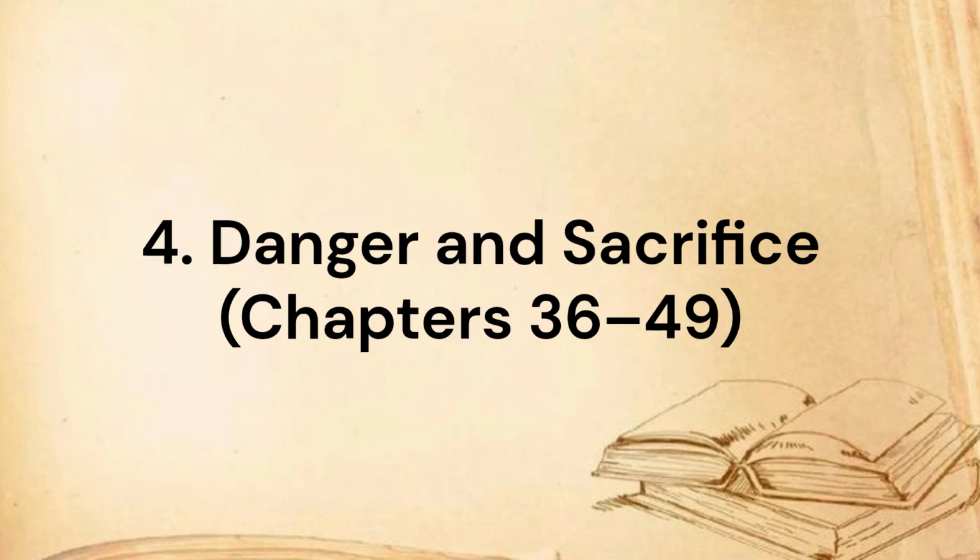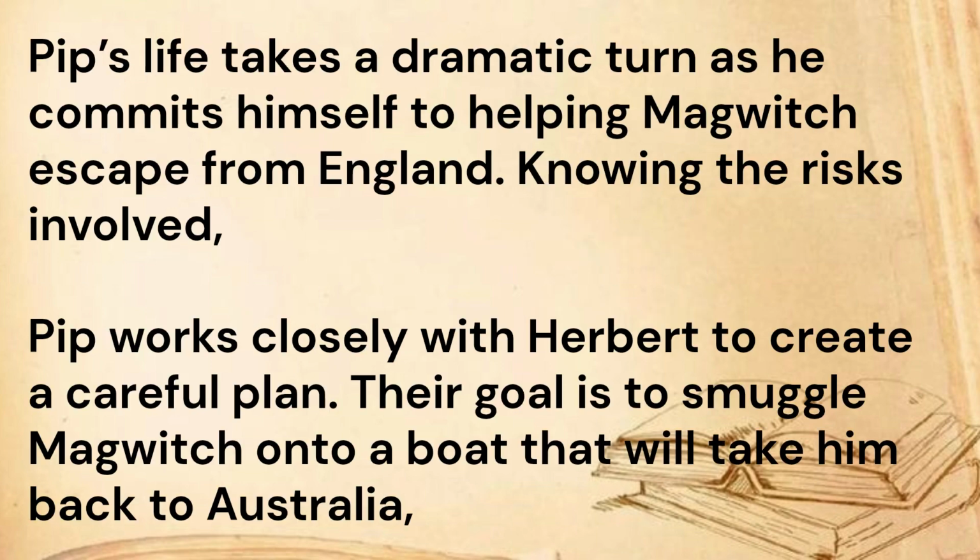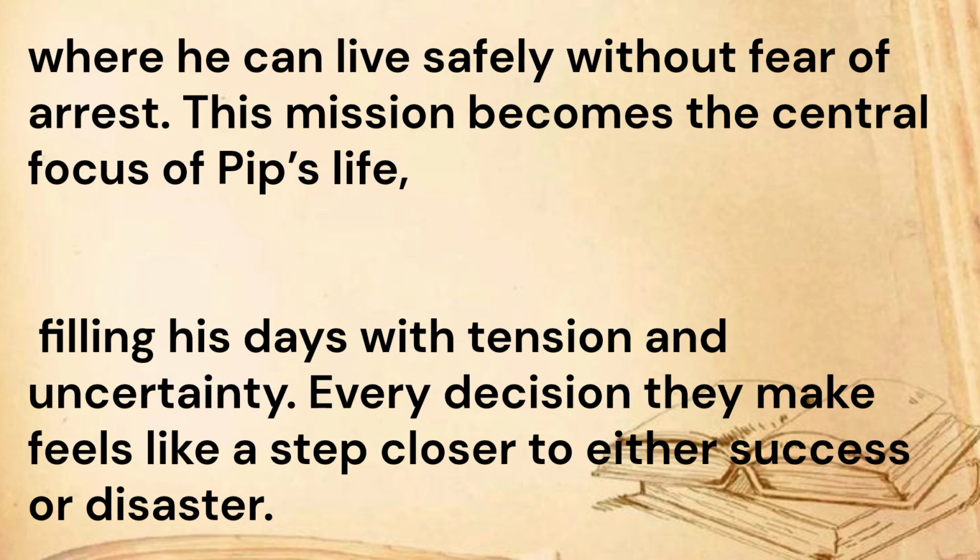Danger and Sacrifice. Chapters 36-49. Pip's life takes a dramatic turn as he commits himself to helping Magwitch escape from England. Knowing the risks involved, Pip works closely with Herbert to create a careful plan. Their goal is to smuggle Magwitch onto a boat that will take him back to Australia, where he can live safely without fear of arrest.